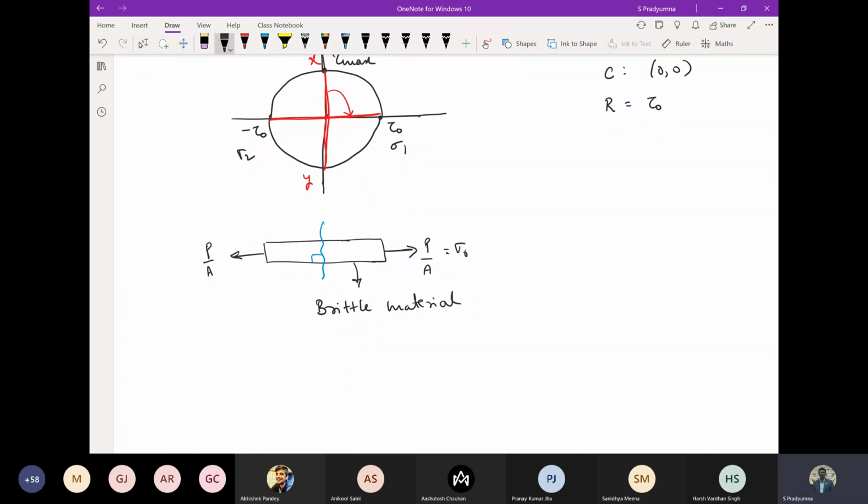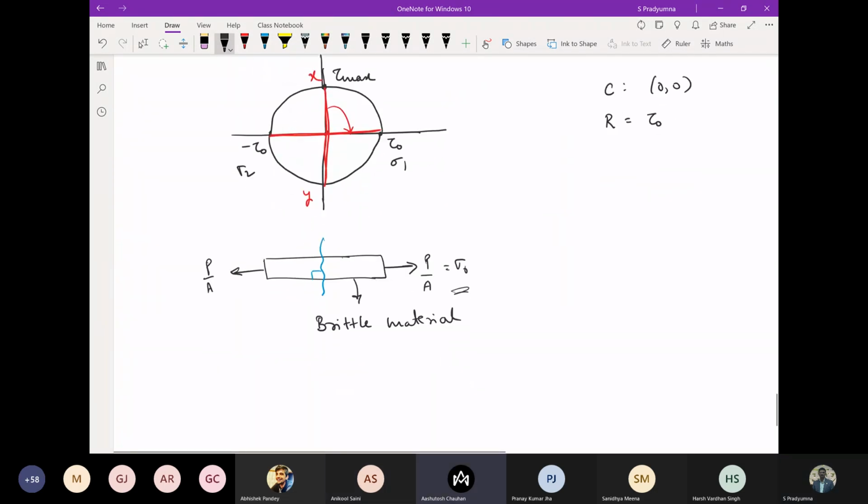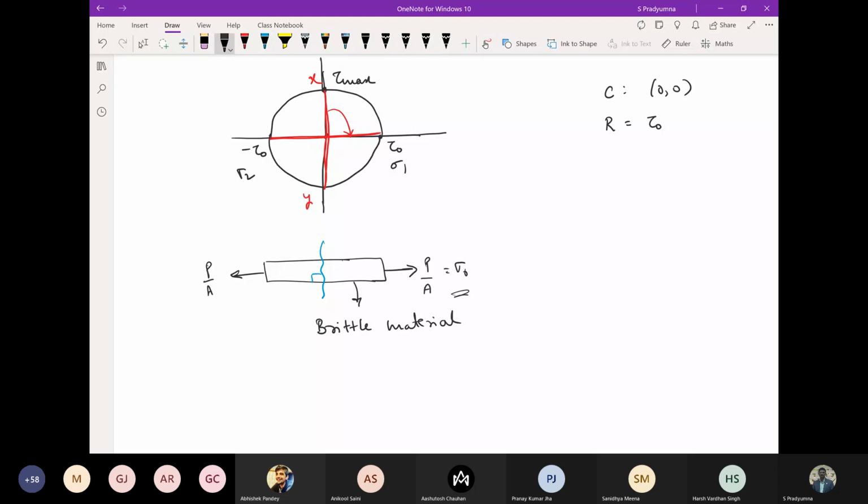So what can you conclude from this? If it is perpendicular to the load, what does it mean? It fails due to tensile stress. It fails by normal stress.